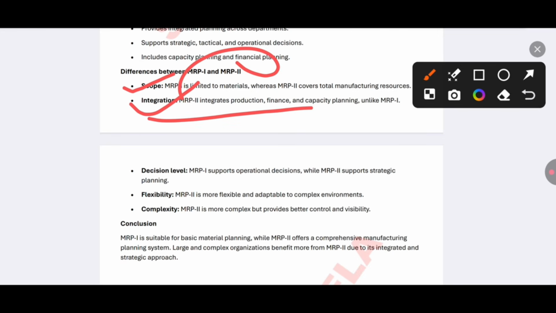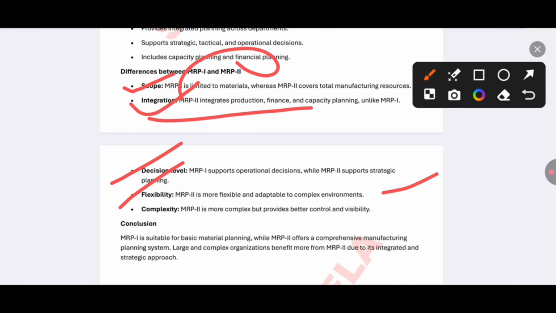Okay, next one, MRP2 integrates production, finance and planning, unlike MRP1. So MRP2 is helpful in production planning, capacity planning, etc. But MRP1 is only for manufacturing. So that is the difference. MRP1 supports the operational decisions, while MRP2 will support the strategic decisions.